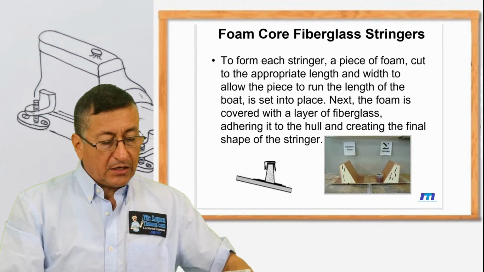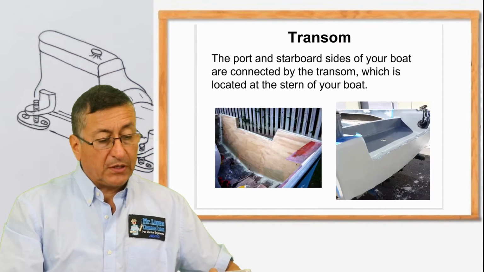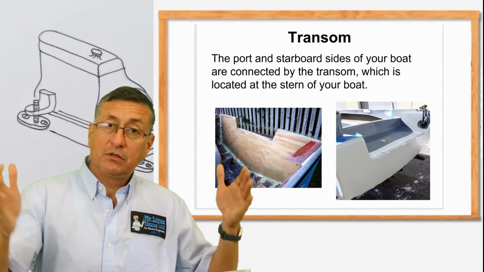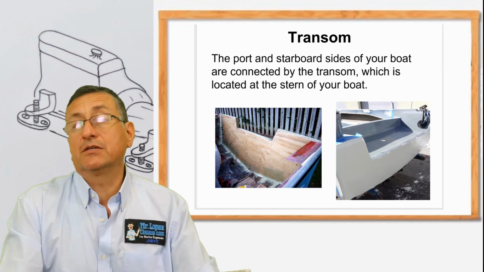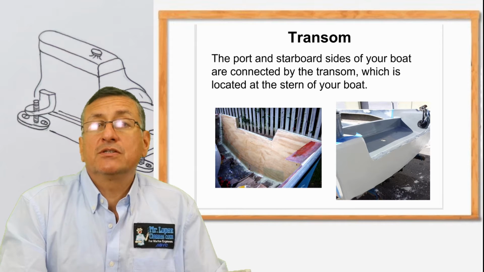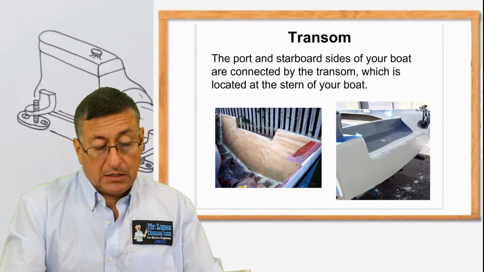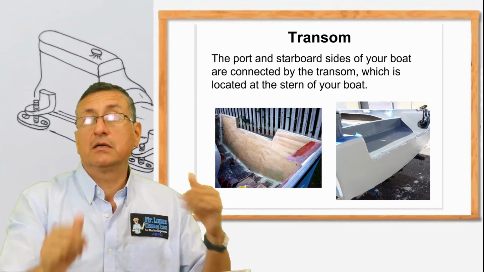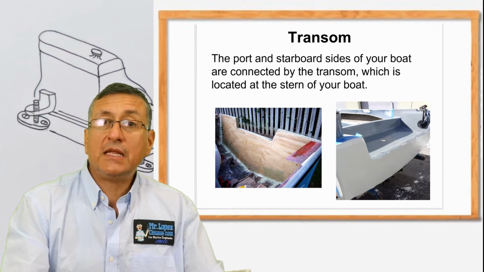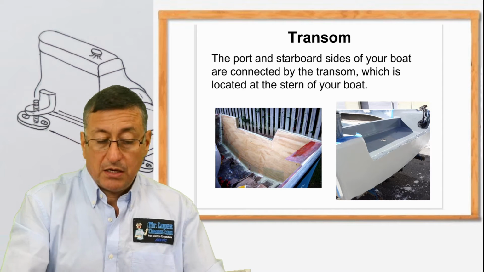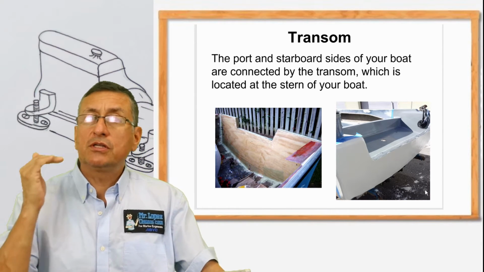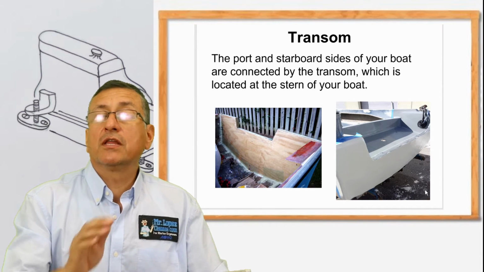Okay, this is in relation with the stringers. With the transom it is exactly the same. The port and starboard sides of the boat are connected by the transom. The transom is located in the back of the boat, and there are different types of transoms: transoms that are completely solid, and transoms that are sectioned.